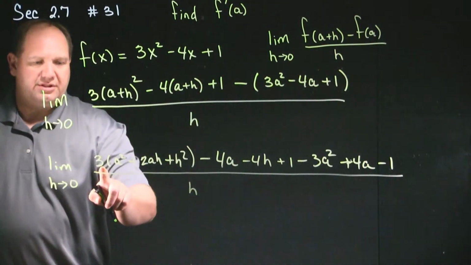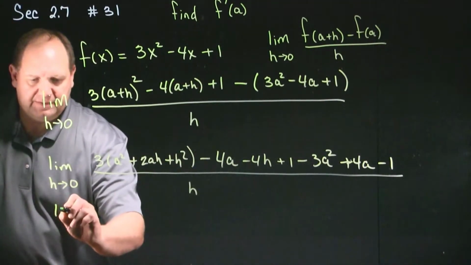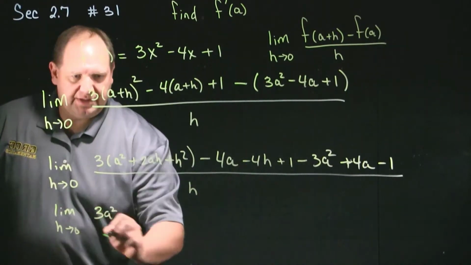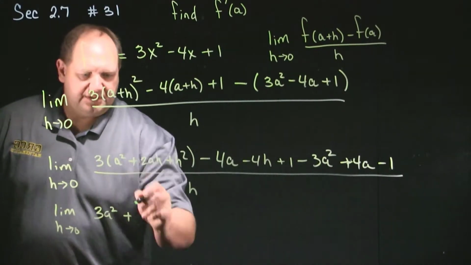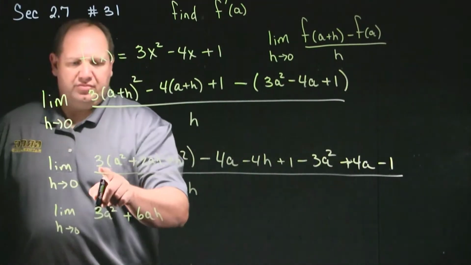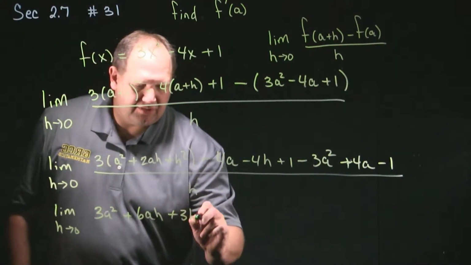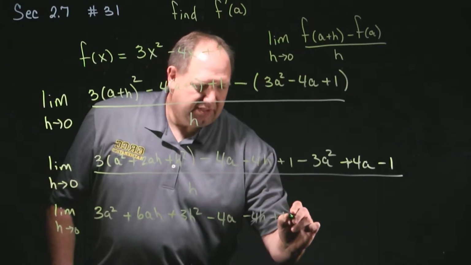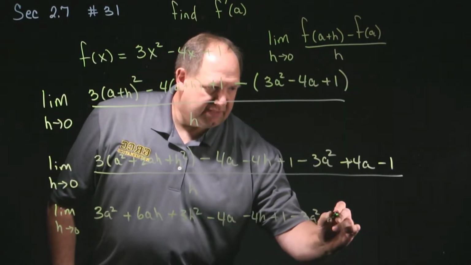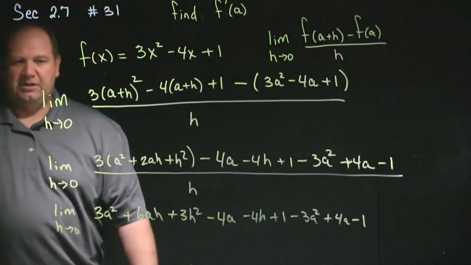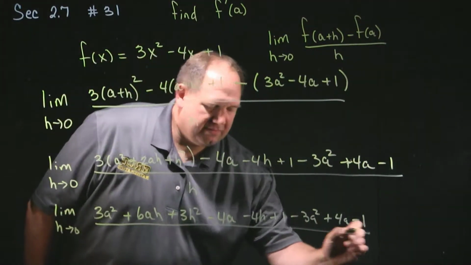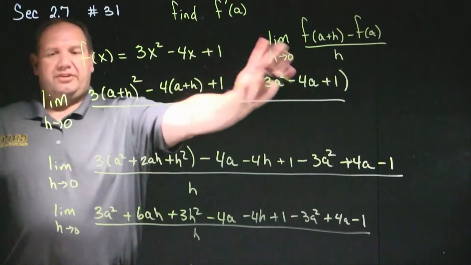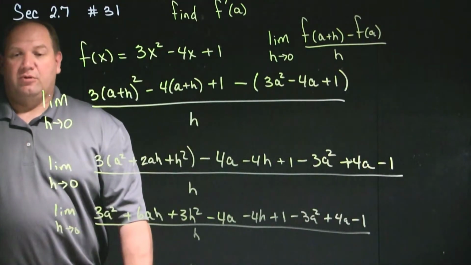The next thing I'm going to do is distribute this 3, so I get the limit as h approaches 0 of 3a squared plus 3 times 2 is 6ah, plus 3 times h squared is plus 3h squared, minus 4a minus 4h plus 1 minus 3a squared plus 4a minus 1, and that whole thing divided by h. Okay, so what I'm going to do is erase all of this up here and recopy this line so that we have more room to work.